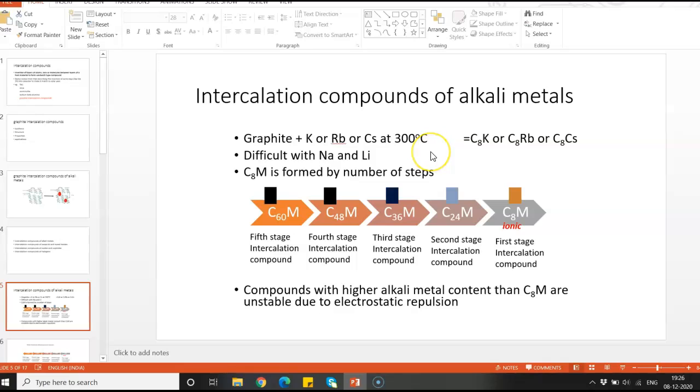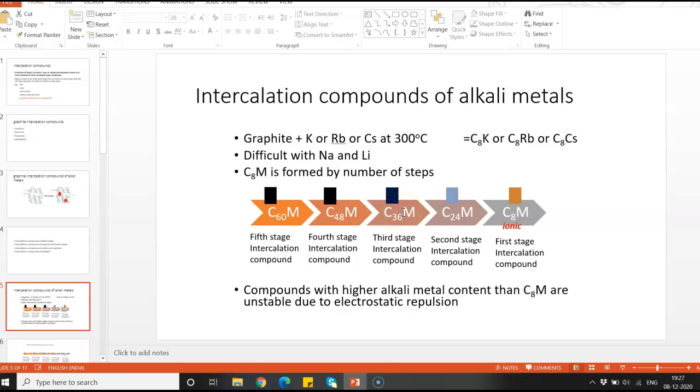So here you can see that graphite with potassium, rubidium or cesium at 300 degrees Celsius gives the corresponding intercalation compound. The intercalation compounds of sodium and lithium are difficult to prepare. C8M is formed by a number of steps. The first formed is the fifth stage intercalation compound, which has a black color, and C48M is the fourth stage intercalation compound, which also has a black color.